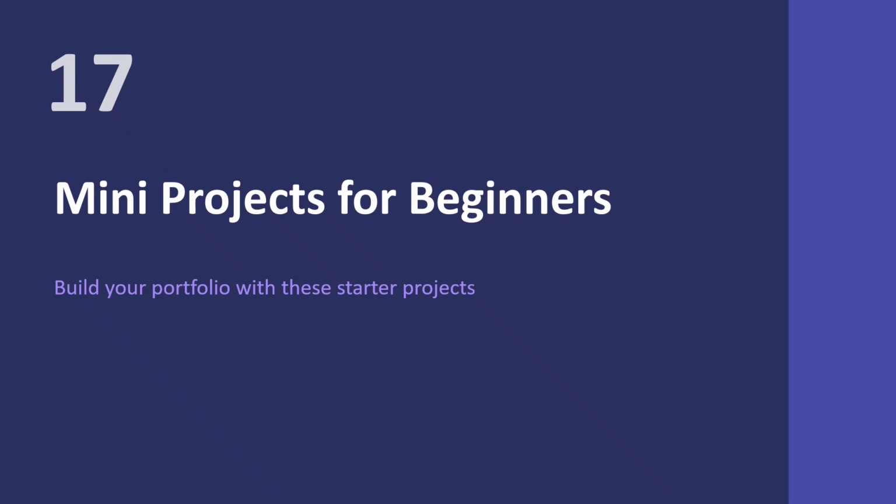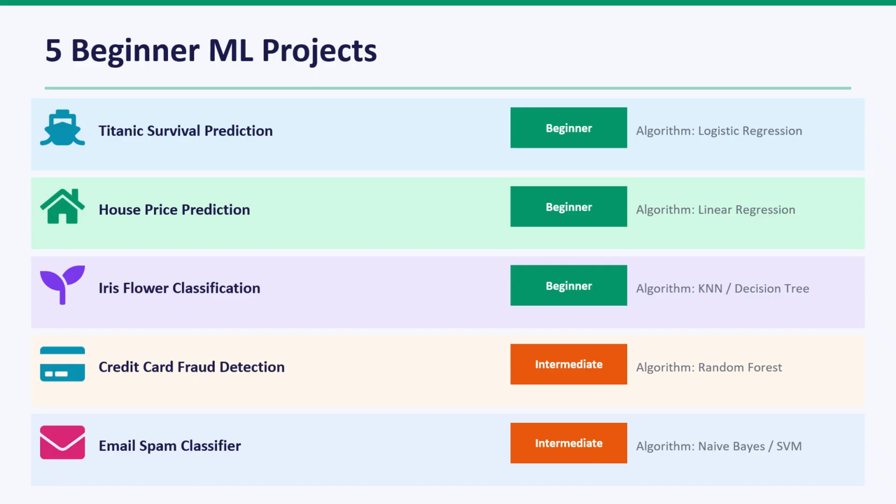Section 17, 5 hands-on projects to build your portfolio right now. Project 1, Titanic Survival Prediction. This is the classic beginner project on Kaggle. You predict which passengers survived the Titanic disaster based on features like age, gender, and class. Use logistic regression.